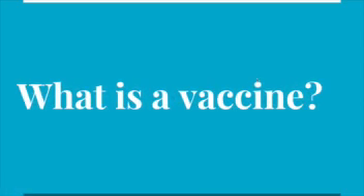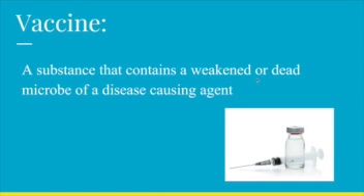Today, everyone hears a lot of controversy about vaccinations, on whether or not they should get them, but no one really knows what they are. So, what is a vaccine? A vaccine is a substance that contains a weakened or dead microbe of a disease-causing agent. By adding the microbes into the body, the immune system is able to produce many antibodies that will help provide protection if an individual is exposed to that certain disease.